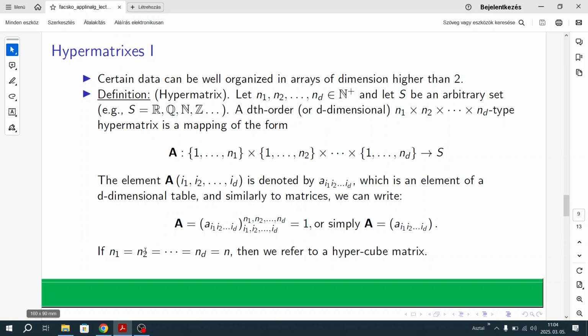If all dimensions have the same number of elements, then we are talking about a hypercube matrix. That's interesting stuff. Actually, I can't imagine at this moment how you can use more than three-dimensional matrices.